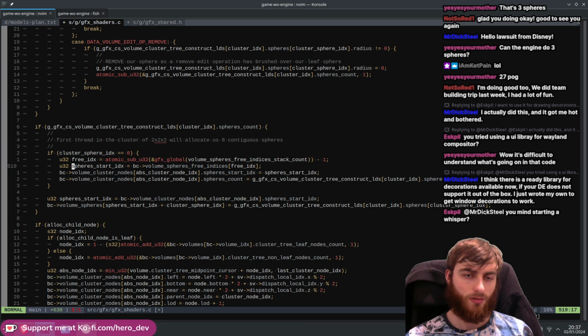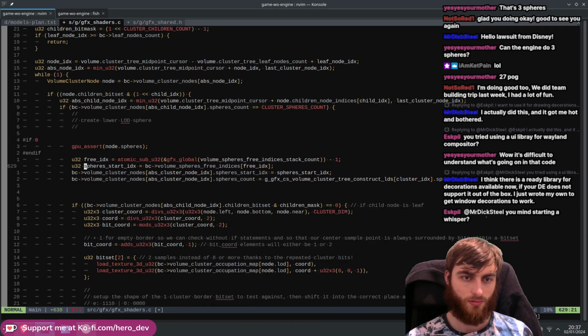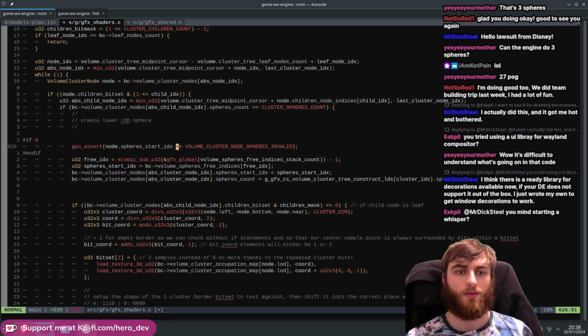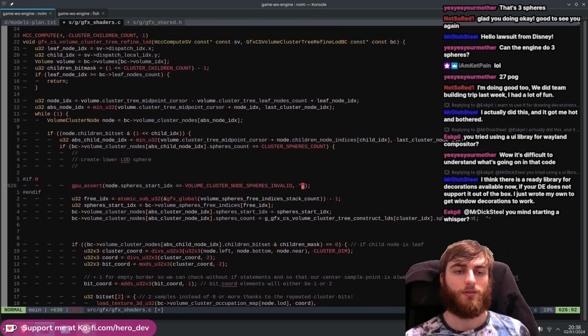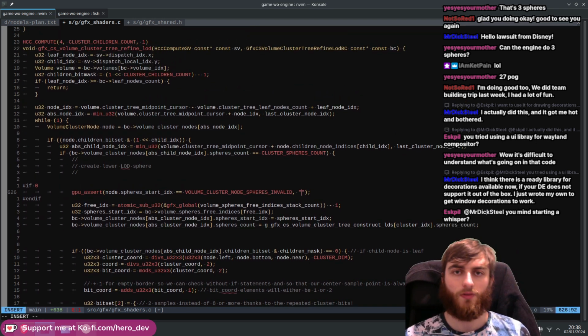Yeah, so this thing only gets set providing that... yeah, so that's the assertion, right? So the comment would be like, you know, we expected only the leaf spheres.